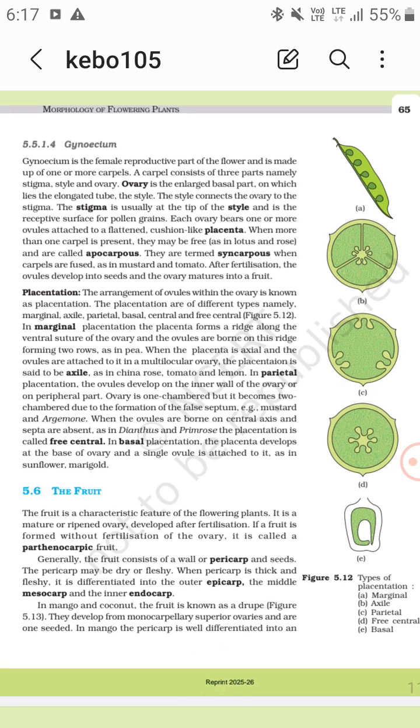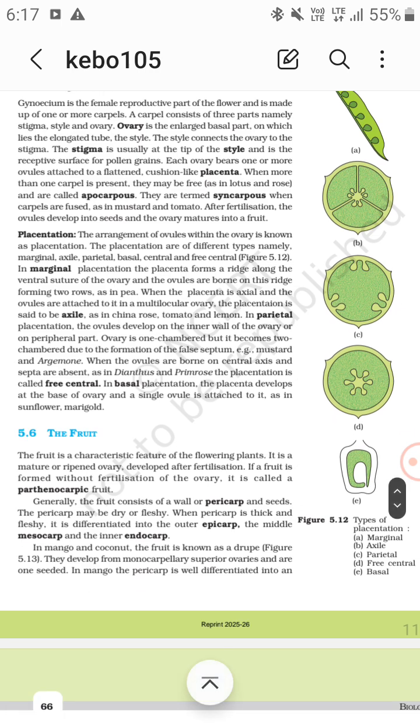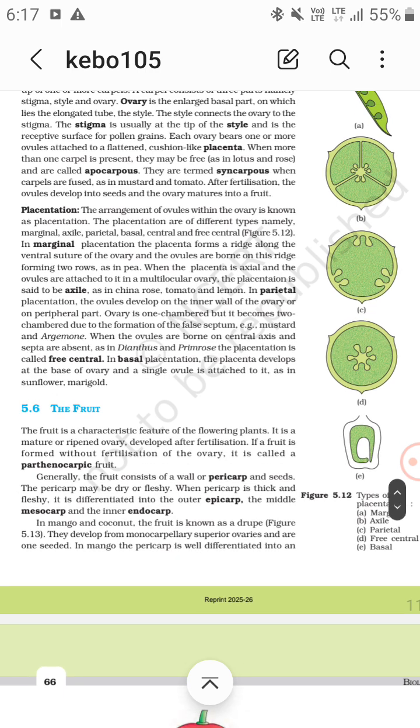Now types of placentation, that is, how ovules are attached to the placenta. There are marginal, axial, parietal, free central, and basal. In marginal placentation there is a ridge along the ventral suture of the ovary, and ovules are borne on this ridge forming 2 rows, as in pea. When the placenta is axial, the ovules are attached to the axis in a multilocular ovary. These are axial: China rose, tomato, and lemon.